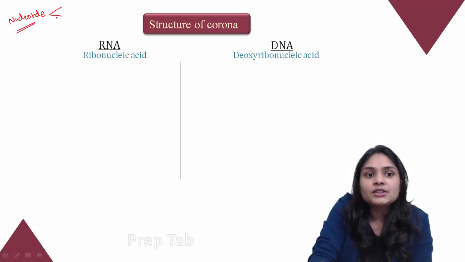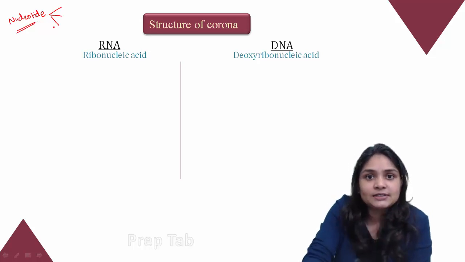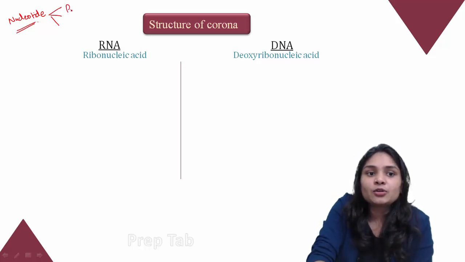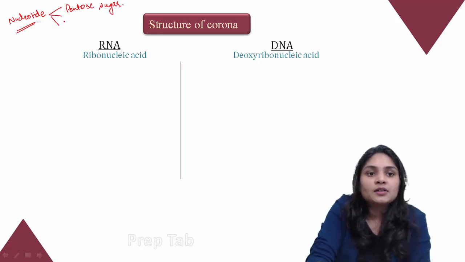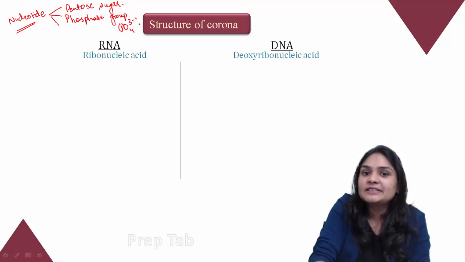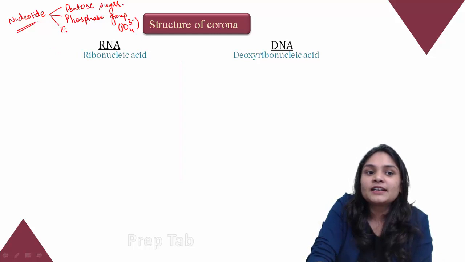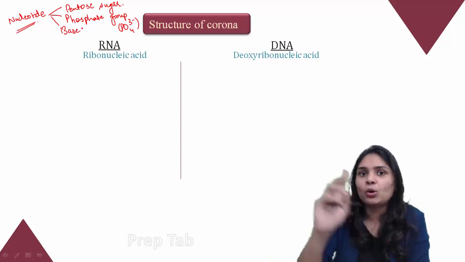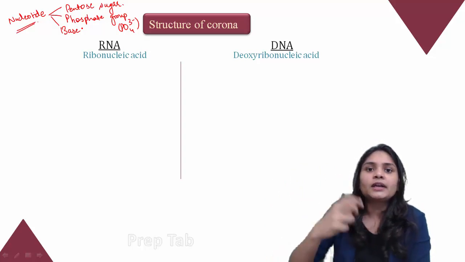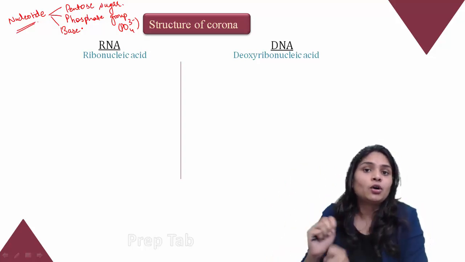What are nucleotides? Nucleotides are formed by 3 components. First, it has pentose sugar. Pentose means containing 5 carbon atoms. Then the second component is a phosphate group. What is phosphate? It is PO4 minus. And the third component is that it has a base. Okay? So one by one we are going to see all the 3 components and how they help in formation of the structure of RNA or DNA.